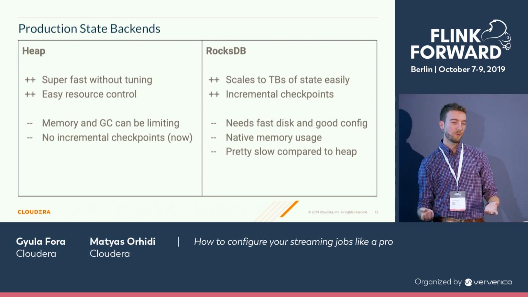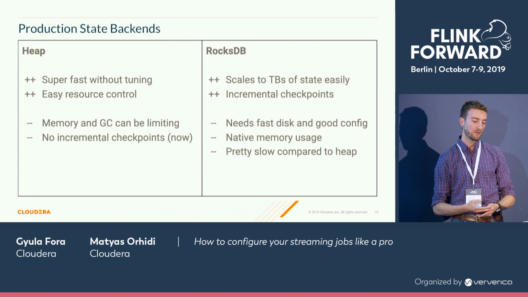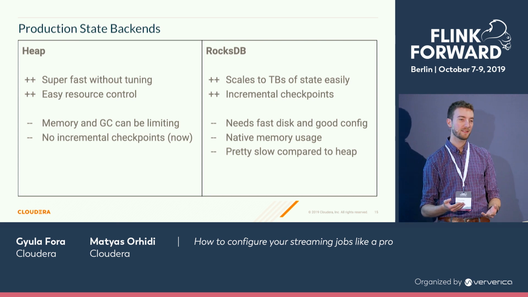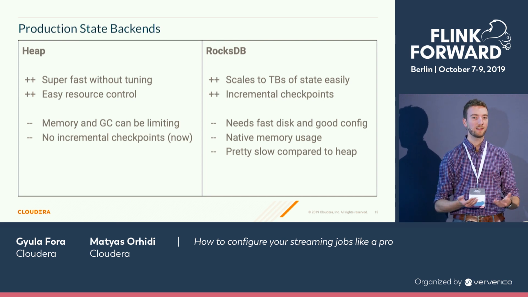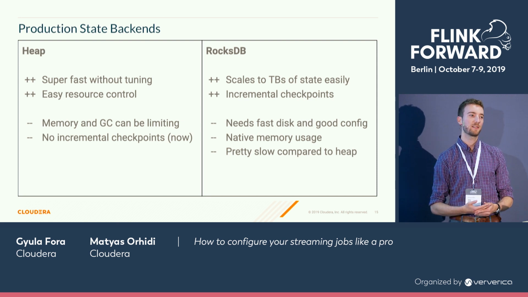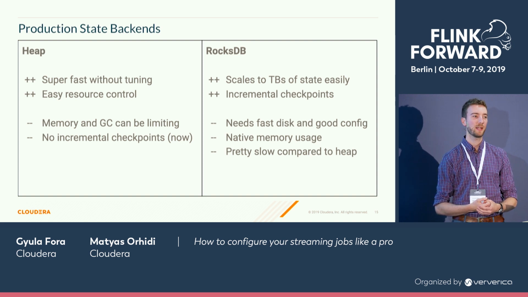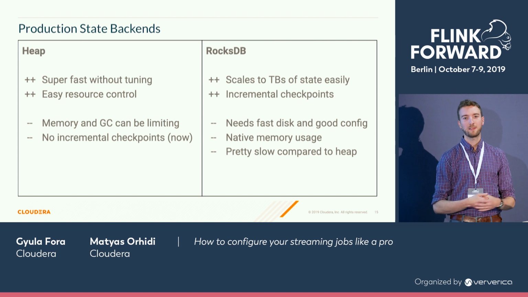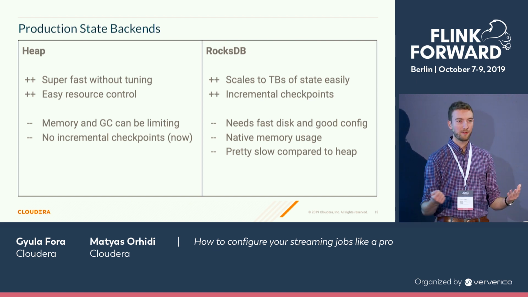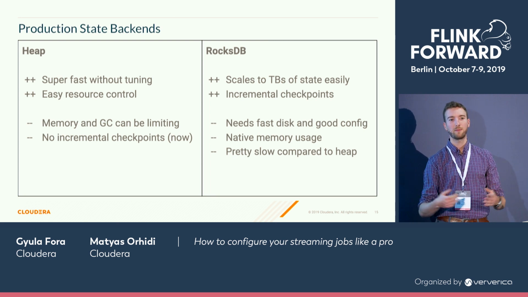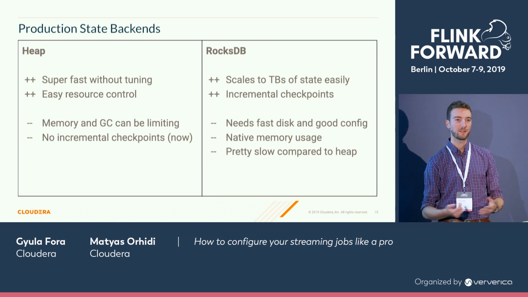So what's the difference between these two? The heap state backend, as it stores deserialized data on heap, is super fast. It doesn't require any tuning. There are no knobs to turn. So as long as you have enough memory, it's going to give you a very pleasant experience. This is the default state backend, so you should always try this out first. It provides pretty straightforward resource control, because you set the JVM heap size, and that's how much state you can keep.